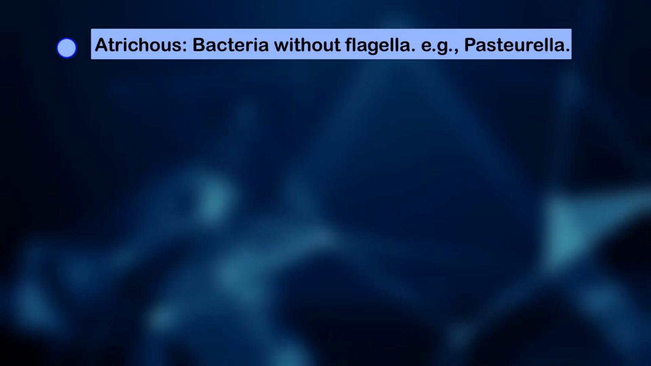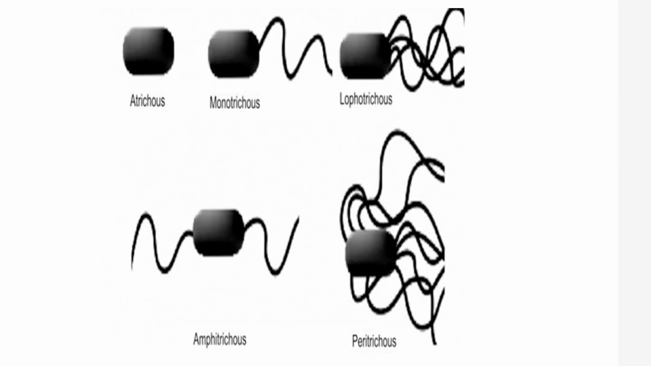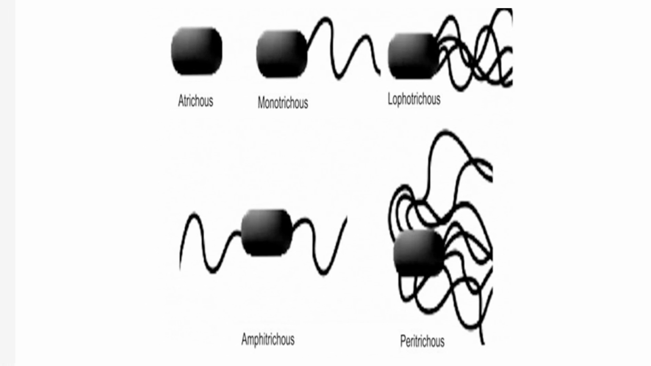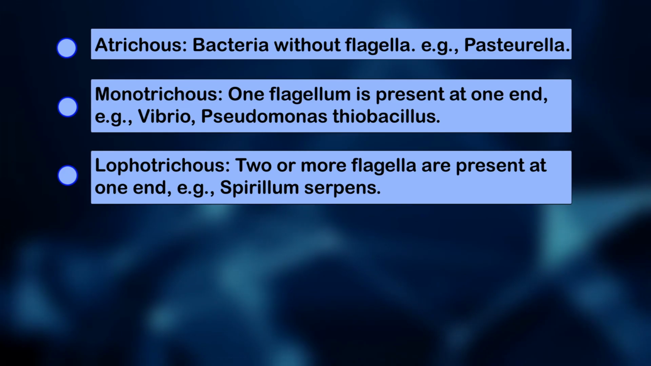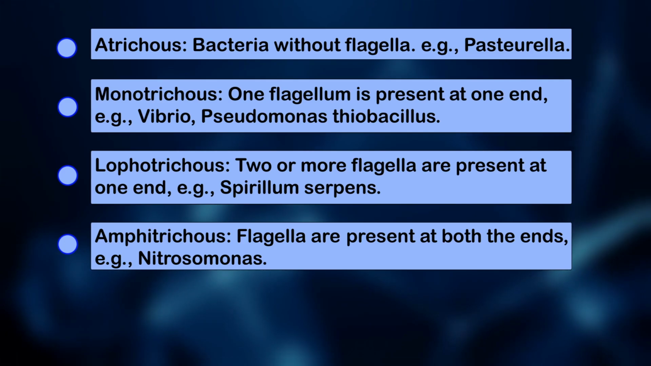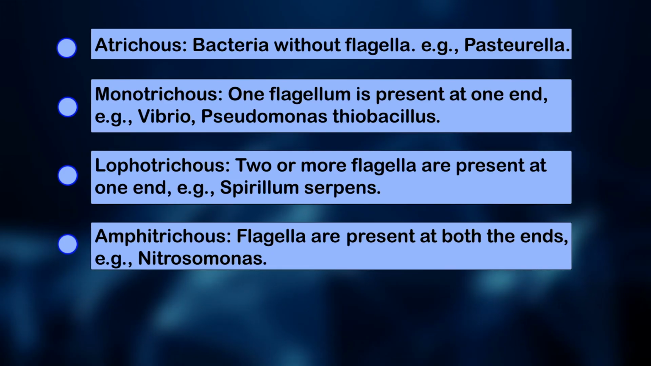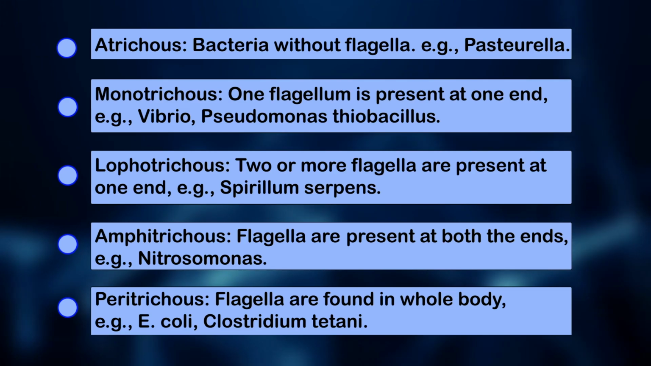On the basis of the number and position of flagella, bacteria are divided into the following forms. Atrichous, bacteria without flagella. Monotrichous, one flagellum present at one end, examples Vibrio, Pseudomonas, Thiobacillus. Lophotrichous, two or more flagella present at one end. Amphitrichous, flagella present at both ends, Nitrosomonas. And peritrichous, flagella present over the whole body, E. coli, and the example is Clostridium tetani.